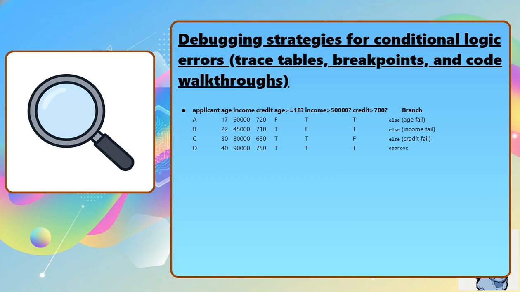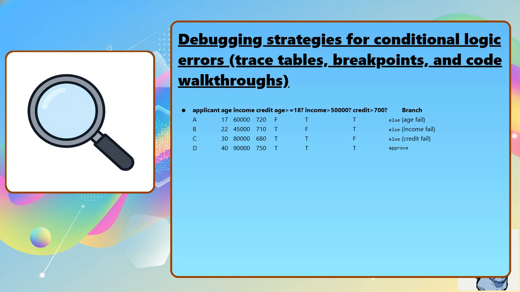Row A: applicant A, age 17, income 60,000, credit 720. Age greater than or equal to 18: false. Income greater than 50,000: true. Credit greater than 700: true. Branch: else, age fail. Row B: applicant B, age 22, income 45,000, credit 710. Age greater than or equal to 18: true. Income greater than 50,000: false. Credit greater than 700: true. Branch: else, income fail.